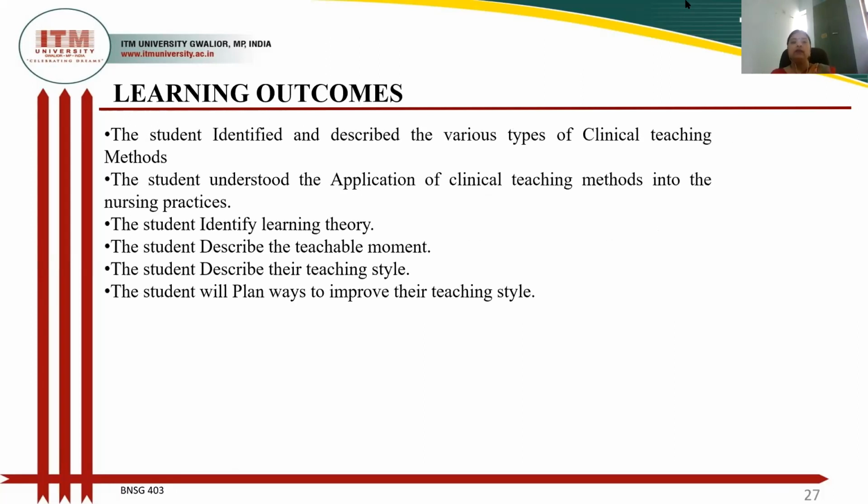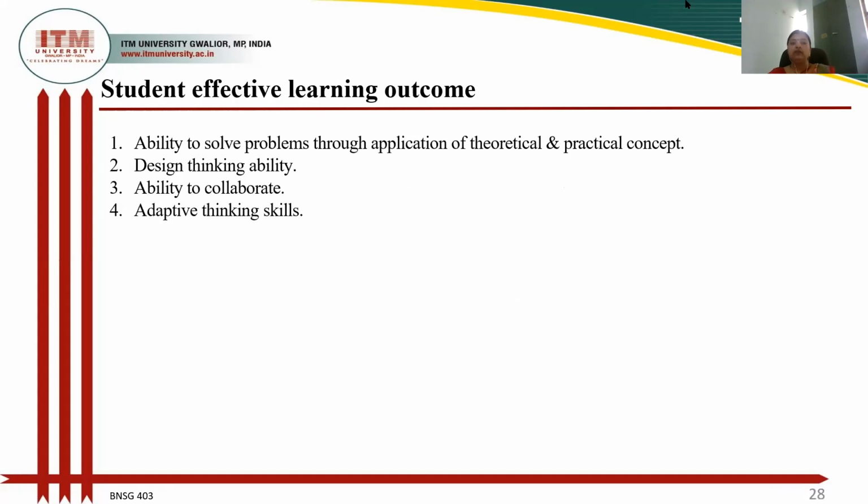These were our learning outcomes. That is, the student identified and described various types of clinical methods. Then the student understood the application of clinical teaching practices. The student identified the learning theory and described the teachable moment. The student described the teaching style and the ways to improve their teaching styles. These were the effective student learning outcomes: solving problems with the application of theoretical and practical concepts, designing thinking ability, ability to collaborate, and adaptive thinking skills.